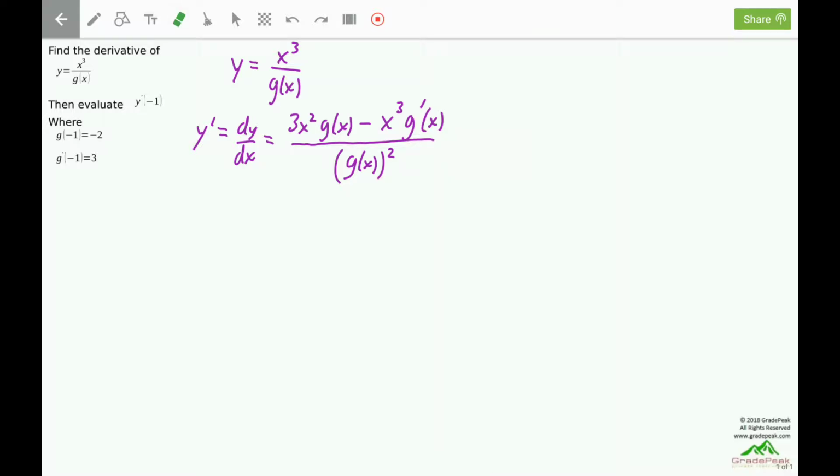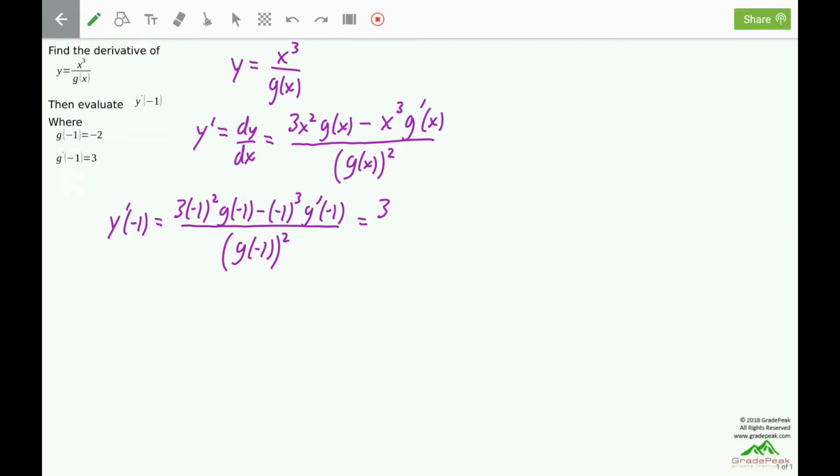The next thing to do is to evaluate y prime of negative 1. Y prime of negative 1 means to plug a negative 1 in for each of the x's. So we will have 3 times negative 1 squared times g of negative 1 minus negative 1 cubed times g prime of negative 1. And then all of this is going to be divided by g of negative 1, and that entire thing squared.